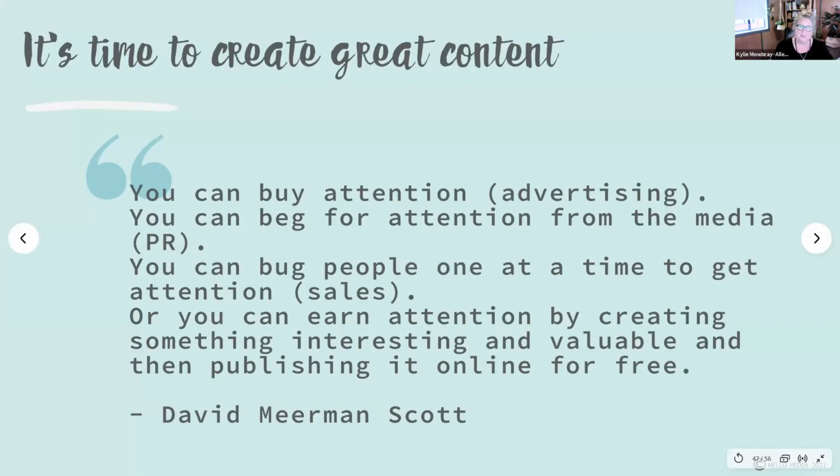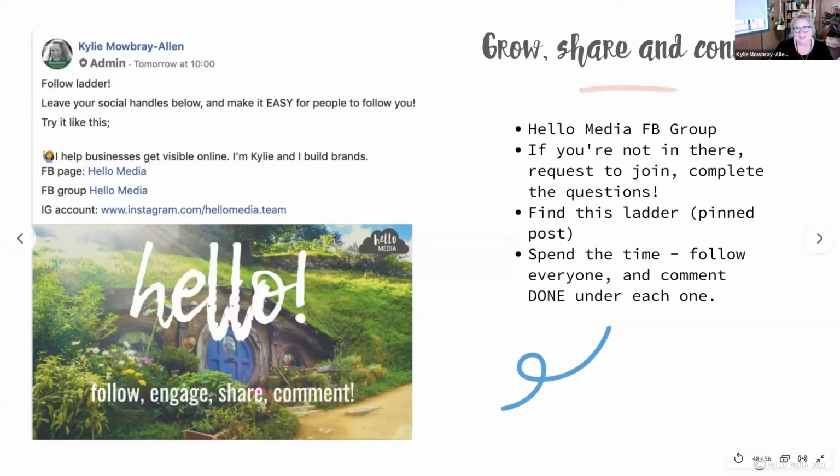So have a little think about this. I say this one all the time, but I really like it. You can buy attention, which is known as advertising. You can beg for attention from the media, which is called PR. You can bug people one at a time to get attention, which can be sales, or you can earn attention by creating something interesting and something valuable and then publish it online for free, which is social media. Remembering the word social in the social media.